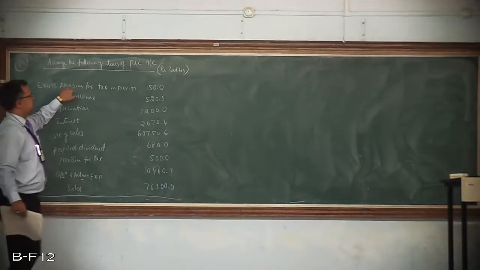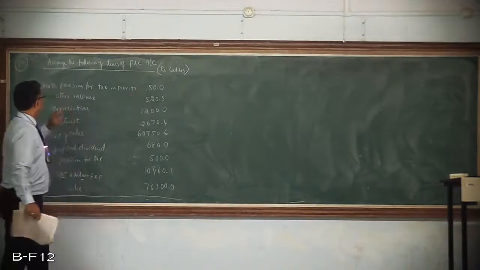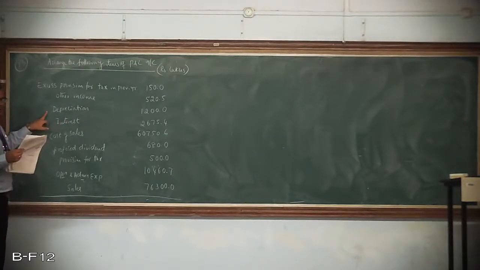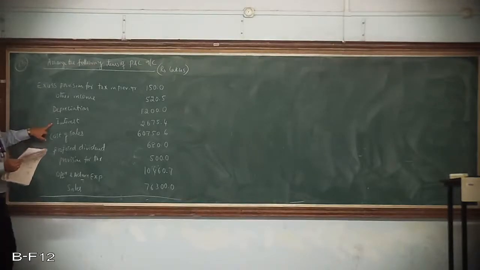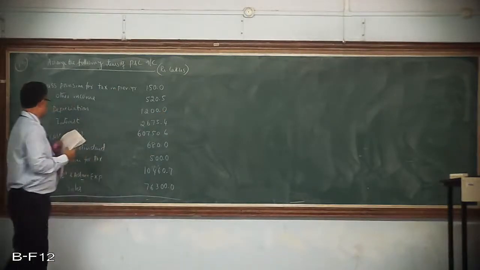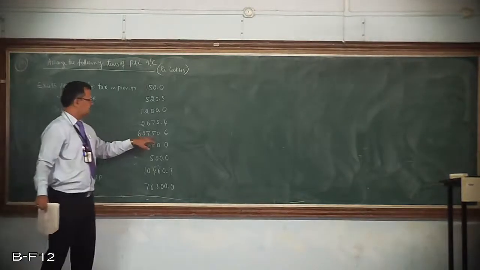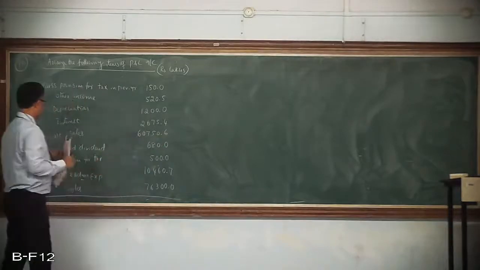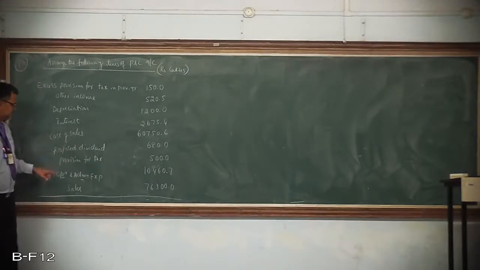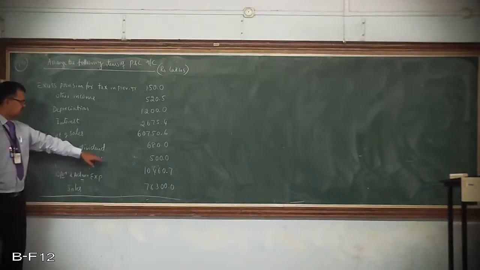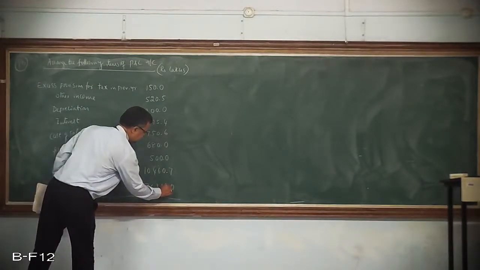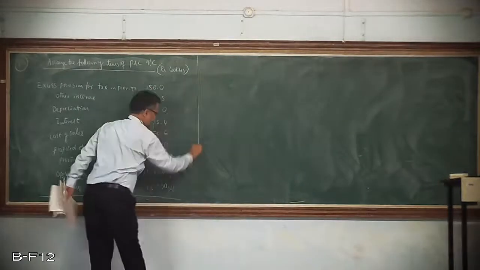Excess provision for tax in the previous year 150 lakhs, other income 520.5 lakhs, depreciation 1,200.0 lakhs, interest 2,675.4 lakhs, cost of sales 60,750.6 lakhs, proposed dividend 680 lakhs, provision for tax 500 lakhs, operation and admin expenses 10,460.7 lakhs, sales 76,300 lakhs. Now you prepare the profit and loss account.